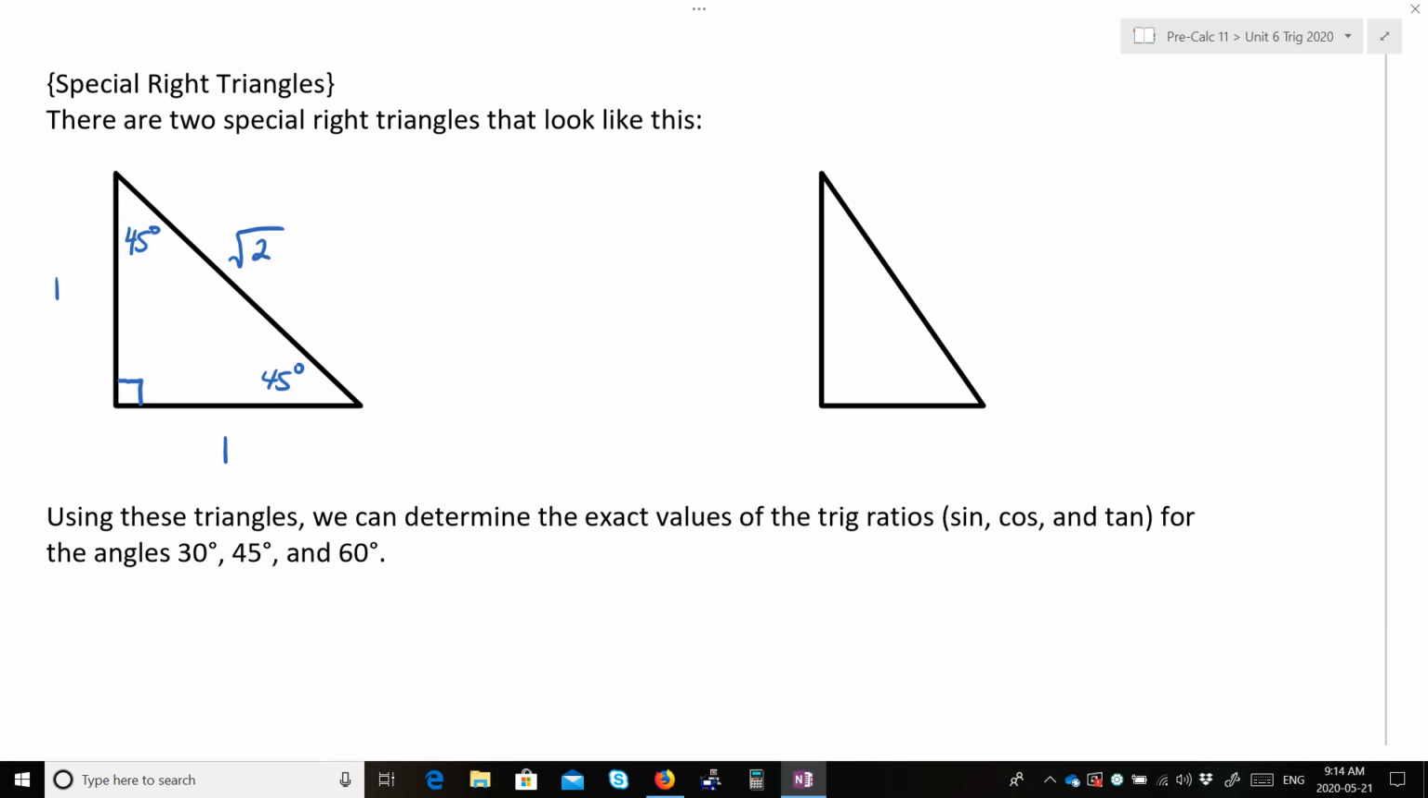And the other special triangle has measurements like this. This is 1 unit, this is 2, and if you do Pythagoras, you can show that this is root 3 over here. And the angles are 30 degrees, 60 degrees, and of course the box there means that that last angle is 90 degrees.